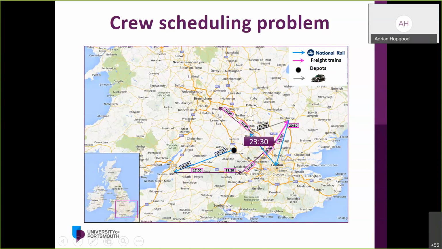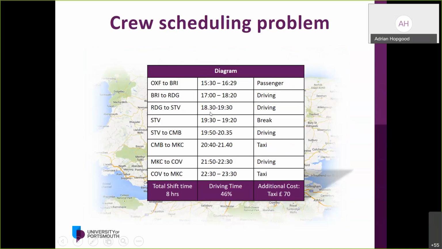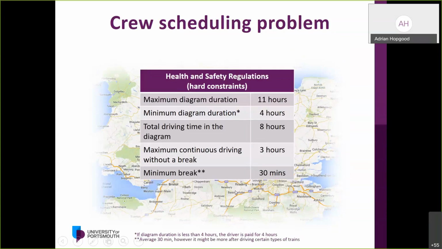When they get to Coventry, they've got to get back to their home depot, and it's too late for a passenger service. So they would need to take another taxi at another expense. So if you look at that schedule for that driver for the day, you'll see that there's expense in terms of taxi fares. You'll also notice that overall, the amount of time they've been driving the train during that shift is less than 50% of the time for which they're being paid. So there are inefficiencies in there. But it's a complicated problem.